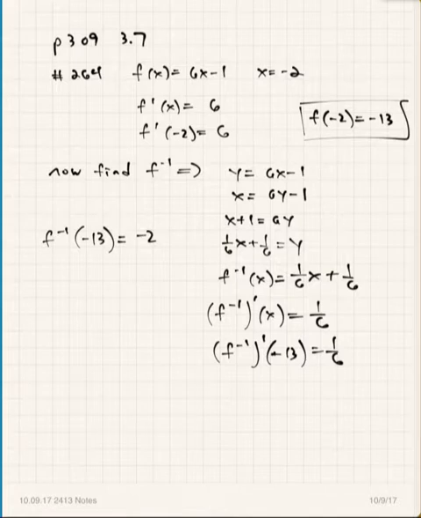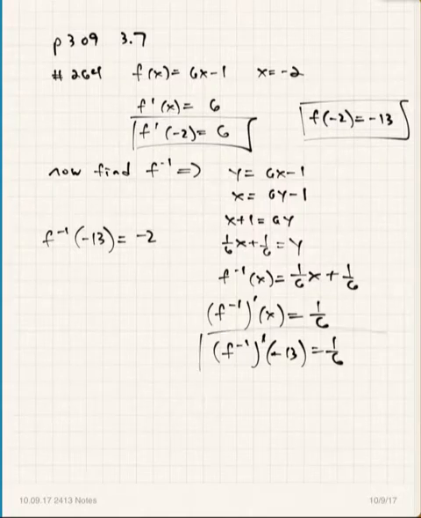And what do you have here? The derivative of f at -2 is 6. The derivative of f inverse at -13 is equal to 1/6. They're reciprocals of each other. And that's what you're trying to show here. All right, let's look at a different problem.